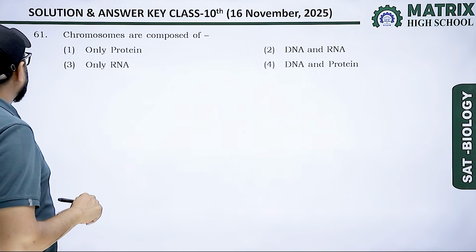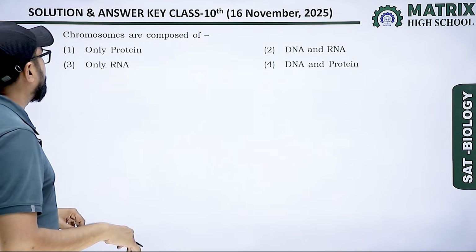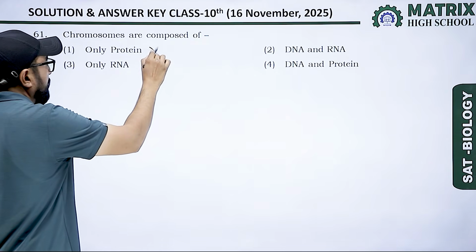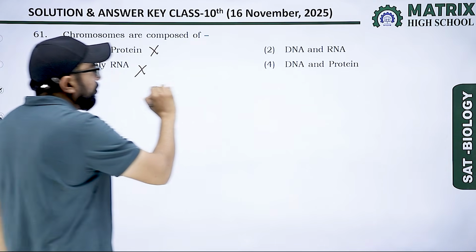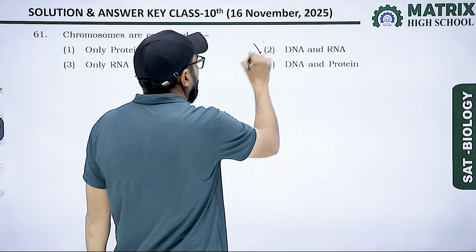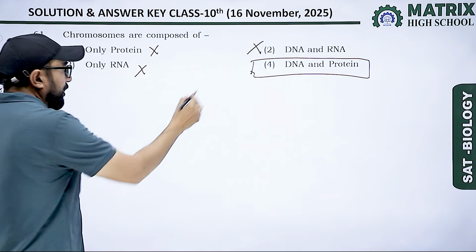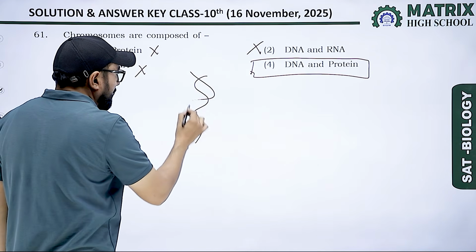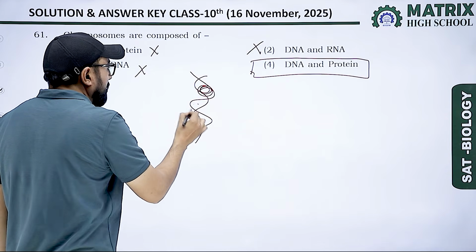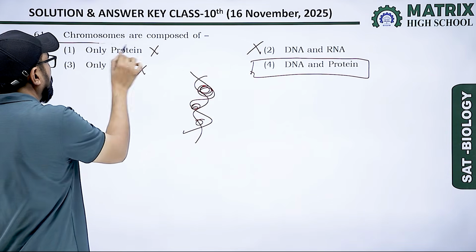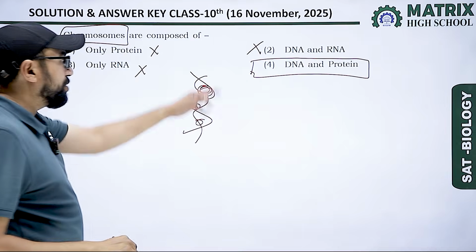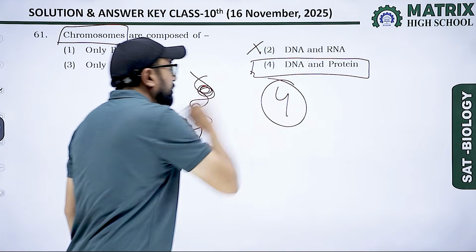Next question. Chromosomes are composed of only protein? No. Only RNA? No. Only DNA and RNA? No. Only DNA and protein. Right. DNA and protein are present in the chromosome. The right answer is option fourth.